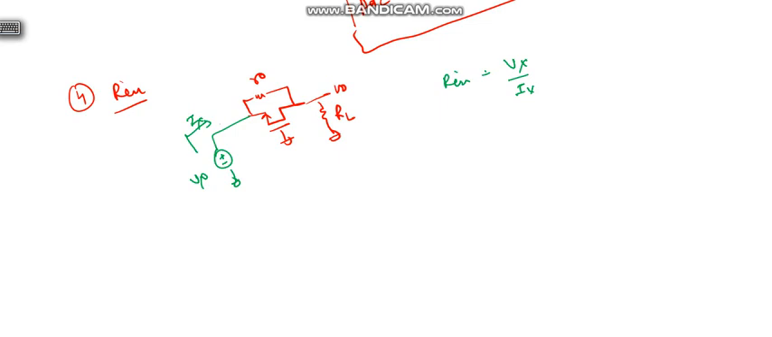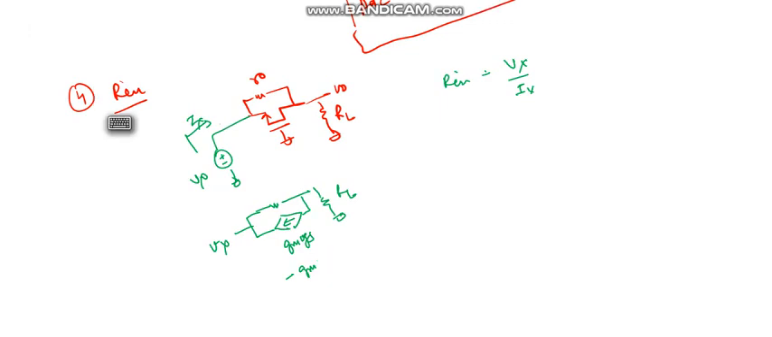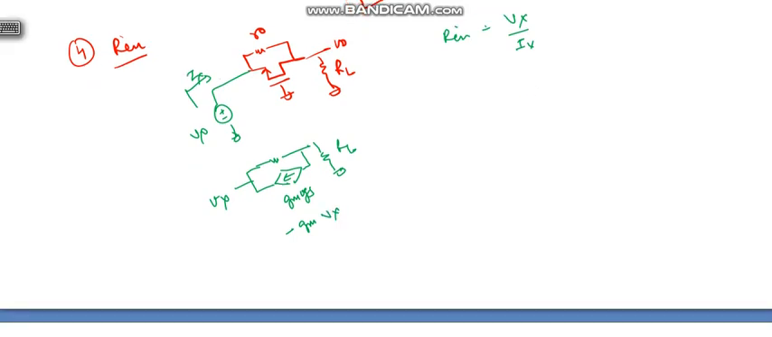Here if we draw the small signal model, this is RO, then R in, then parallel to this GM VGS, which is minus GM Vx. So this is Vx. Further we can make it like this: RO, and we change the direction of current GM Vx. This is R in. So this is Vx, current is Ix from Vx. So the Ix current will come out.